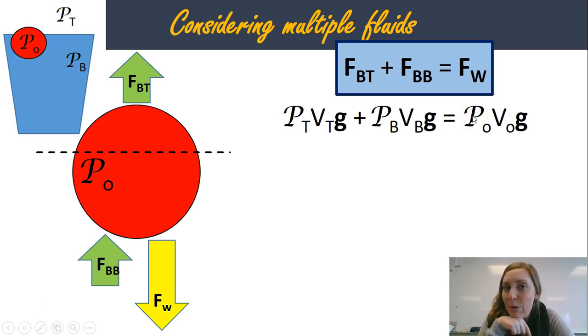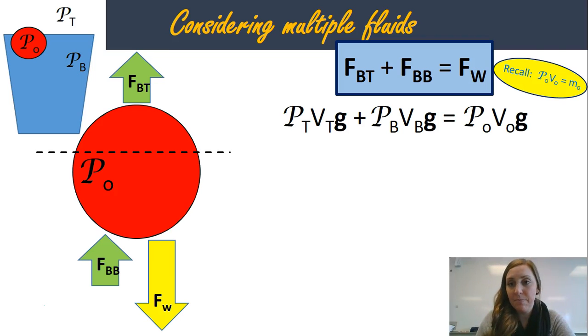You'll notice I didn't put mass times gravity. I did density of the object times volume of the object, because density times volume is mass. So density of an object times volume of an object is mass of the object. That's something from chemistry. You learned density is equal to mass over volume. So we're just bringing that back and plugging that in. That way this all looks kind of uniform.